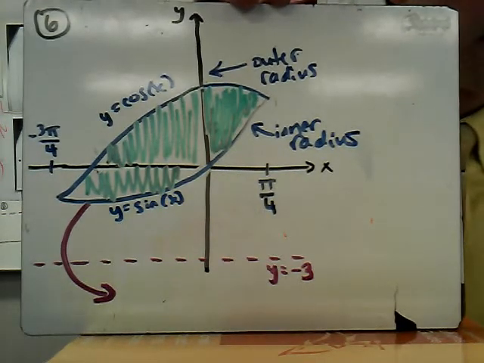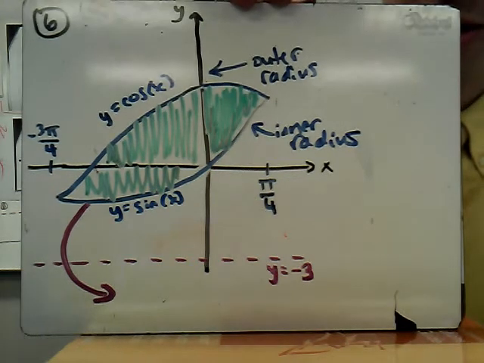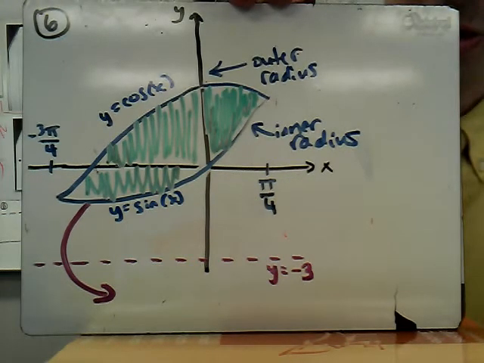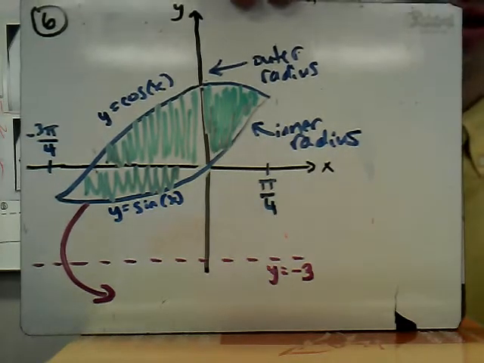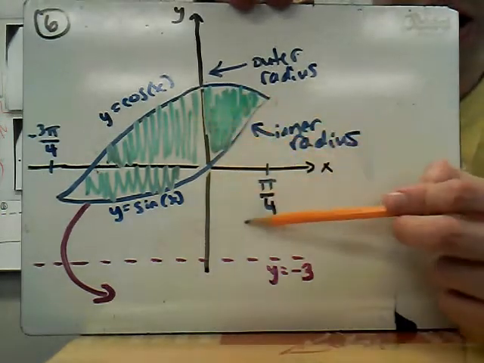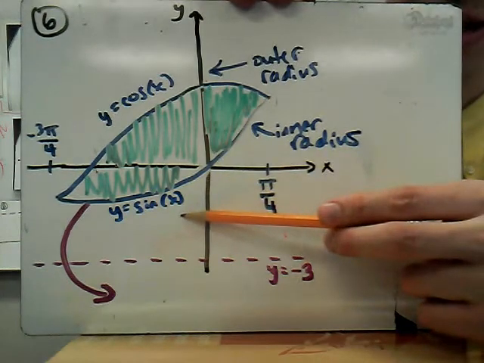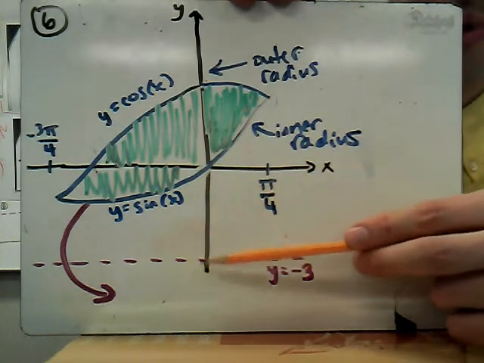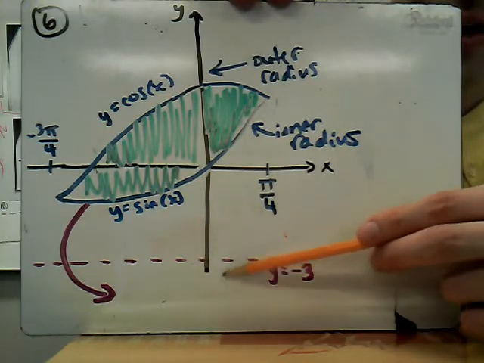Problem number 6 is a problem that's very similar to problem number 5. As always, the first thing that we should do is try to get a graphical representation so that we understand what the problem is asking us to do. We have two curves, y is equal to cosine of x, which is the outer radius in this case, and y is equal to sine of x, which is the inner radius. Both of these functions are being rotated around the line y is equal to -3.